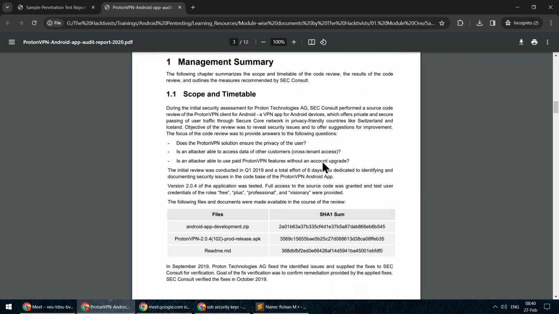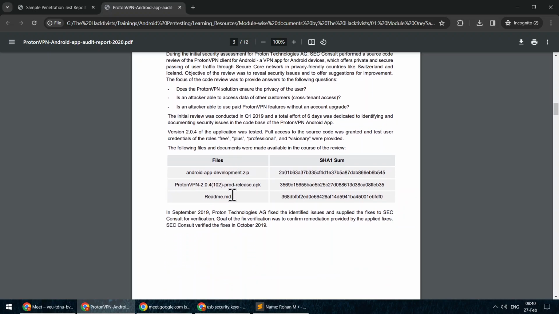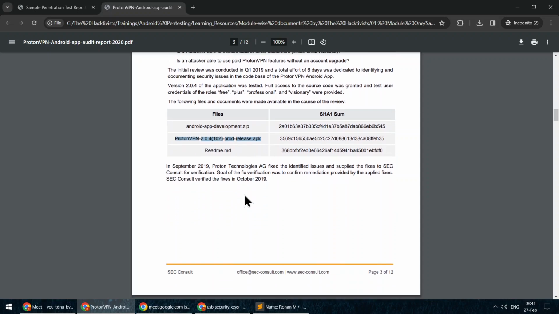So here we will be writing that this is the scope, these are the applications that we have tested, and this is the file, so they can understand, they can verify that yes, the actual thing that we wanted them to test, they have tested it, and we are not reading a report for any other application. This was the actual production application that has been tested. This is for Proton VPN.